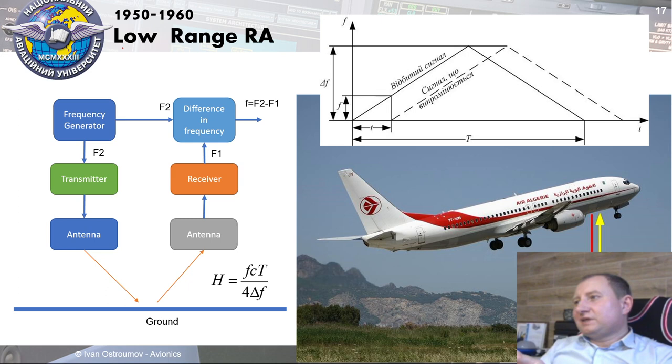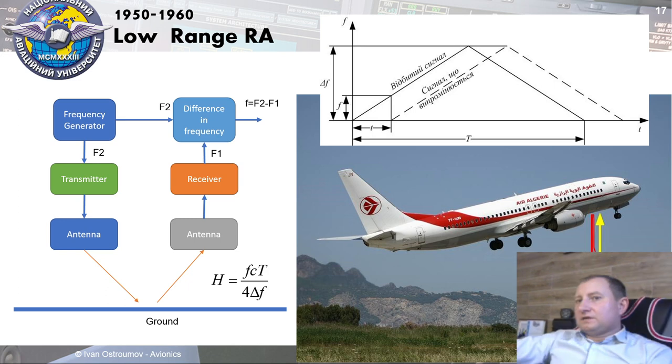The main idea of the radio altimeter is to measure the exact distance between the aircraft and the ground. Because before, all flights had been performed with the help of a barometric altimeter. Thus, a radio altimeter gives us a particular range in meters between the aircraft body and the ground.